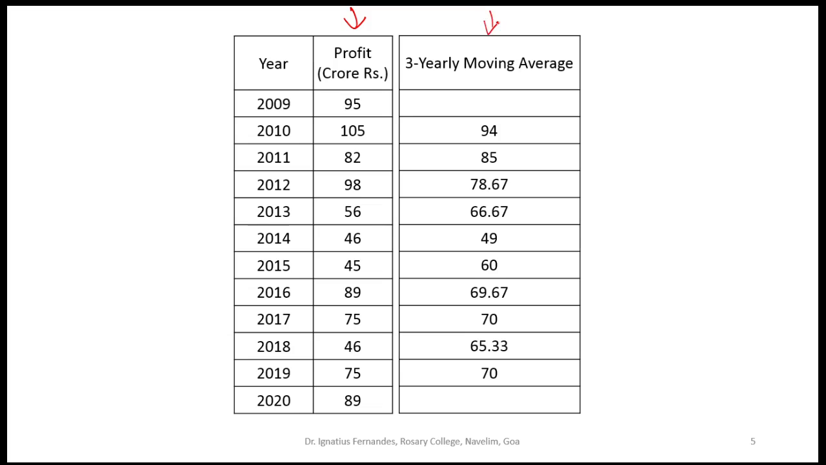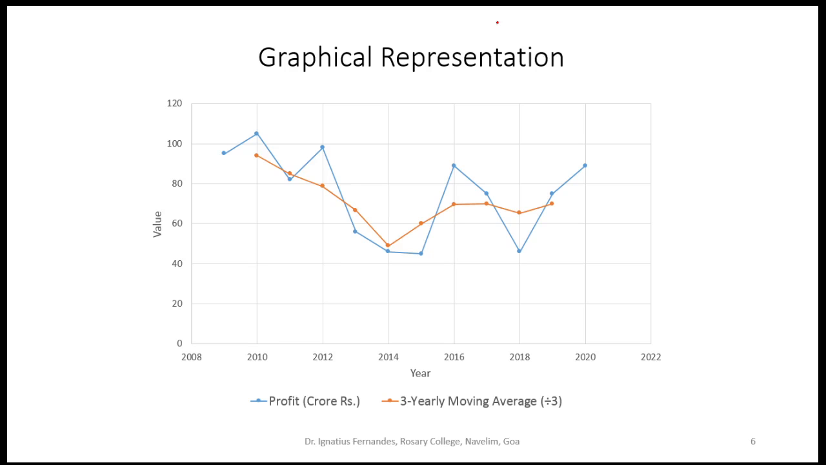So if we just put it into a graph, this blue dots and the blue lines are the actual profit values, the actual data that is given to us, and against that I have plotted the 3 yearly moving averages, that is in the other color. So you will see that the actual graph, which is more random and scattered, we have tried to smoothen it by using the 3 yearly moving averages.